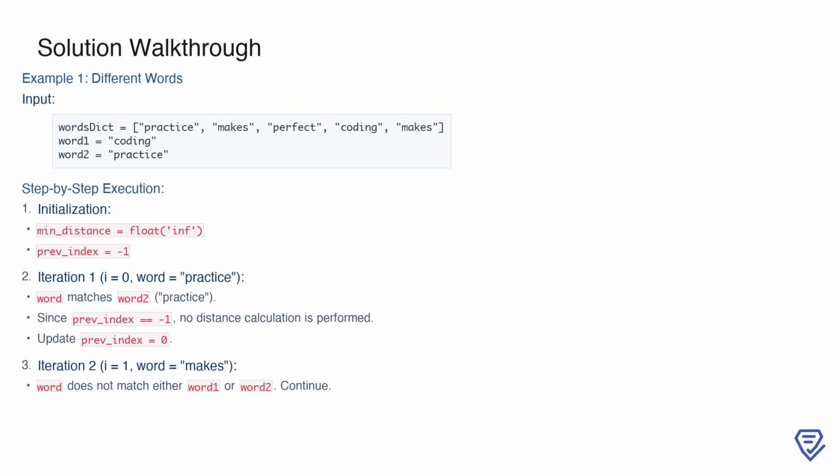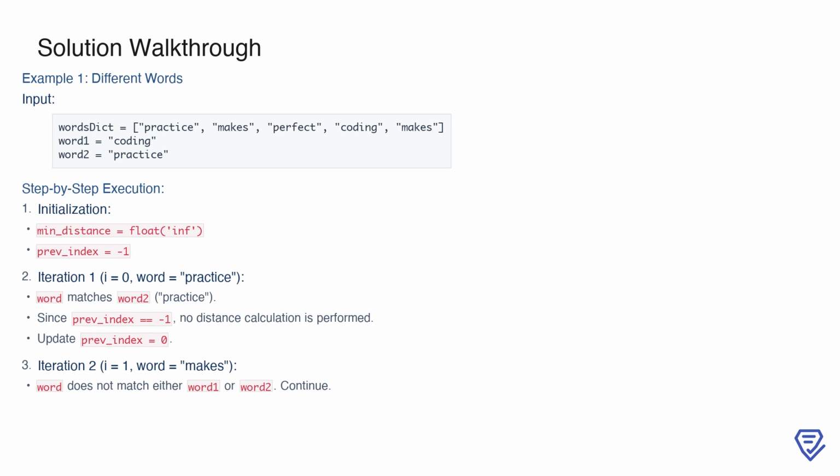To solve the problem of finding the shortest distance between two words in a list, we start with the first example where the words are different. The input consists of a list of words, words_list, and the target words: word 1 is coding and word 2 is practice. Initially, we set up two variables, min_distance as infinity to keep track of the smallest distance found, and prev_index as -1 to store the most recent index of a matching word.